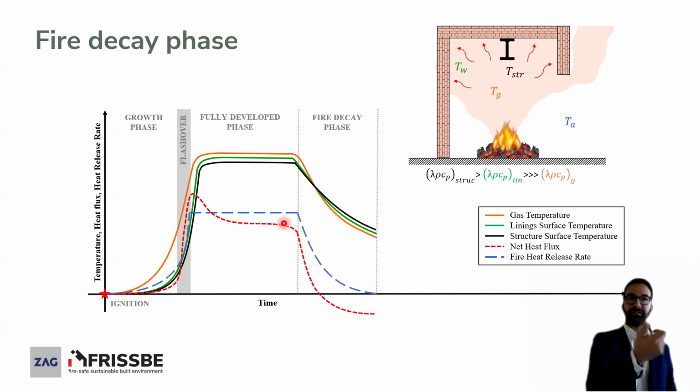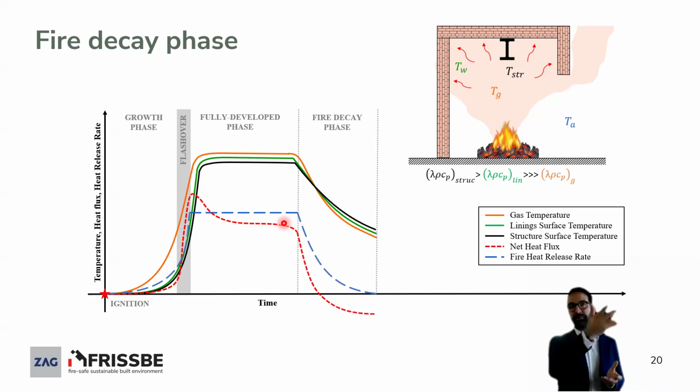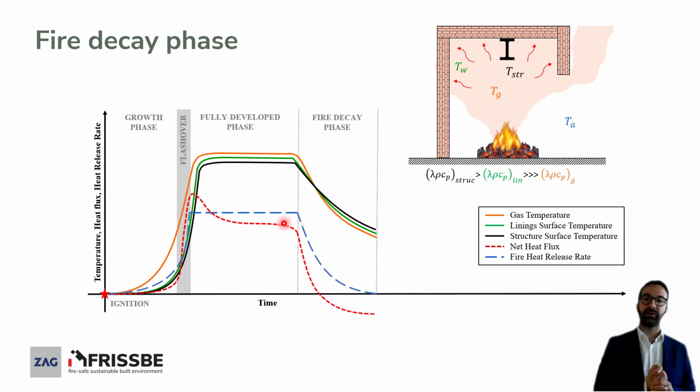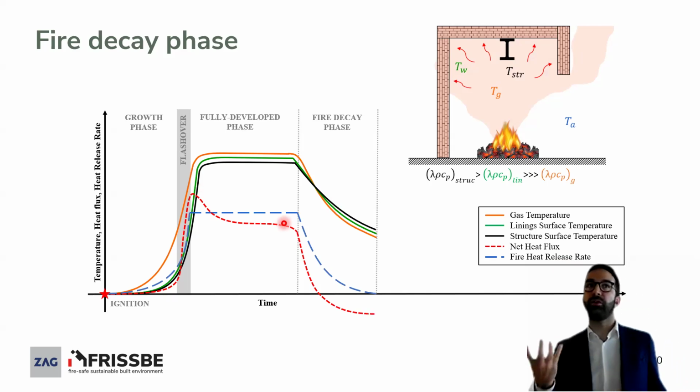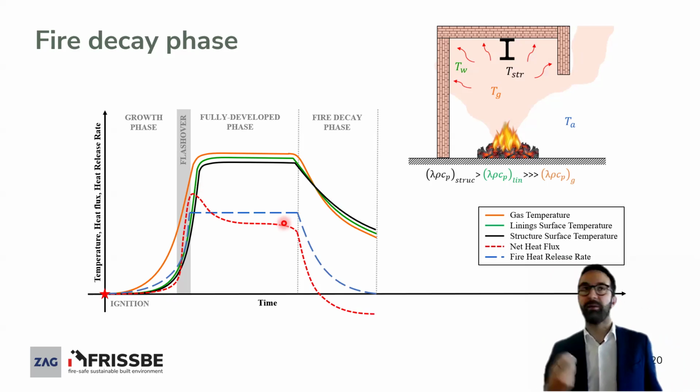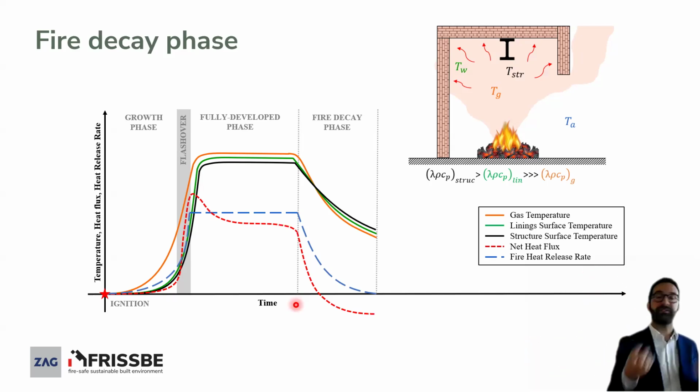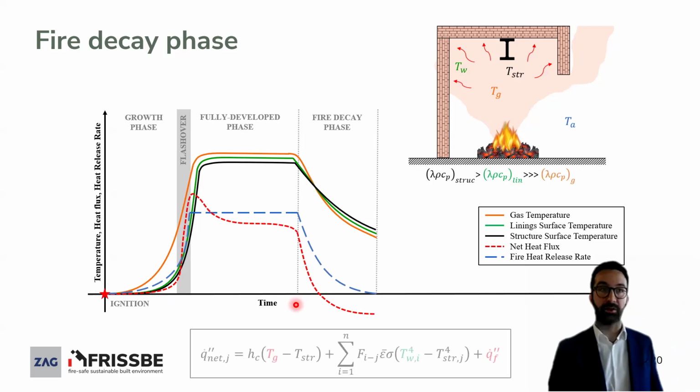What you see is that at a certain point during the fire decay, here I made an assumption because it's an illustrative case, you still have the temperature of the gases higher than the temperature of the linings of the structure. You still have a positive heat flux, because you still have a heat flux that actually gets into the structure.